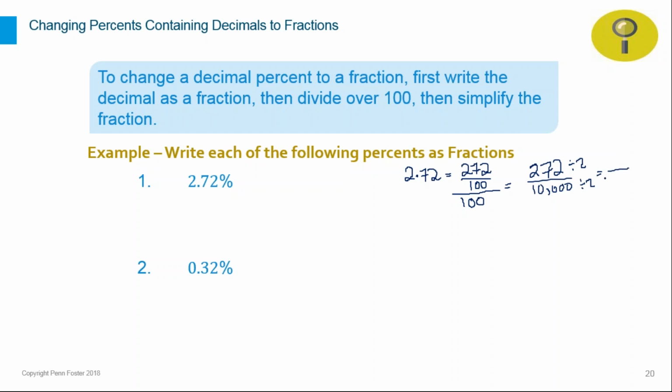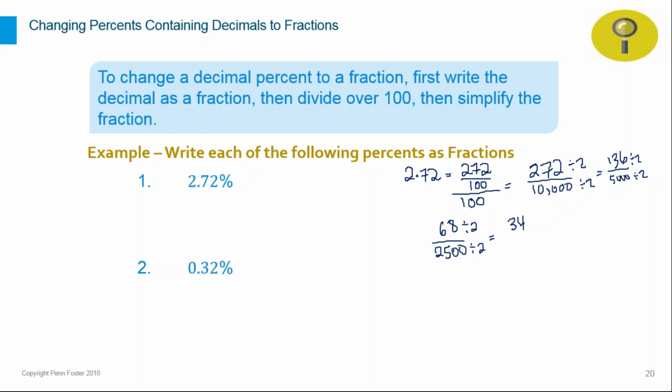Okay, so 272 over 2 will give you 136. 10,000 over 2 will give you 5,000. Well, still we have even numbers, divide over 2 and divide over 2. I'm going to finish here. So 136 over 2 will give you 68, and 5,000 over 2 will give you 2,500. Still even numbers, I have more to eliminate, 68 over 2 will give you 34.